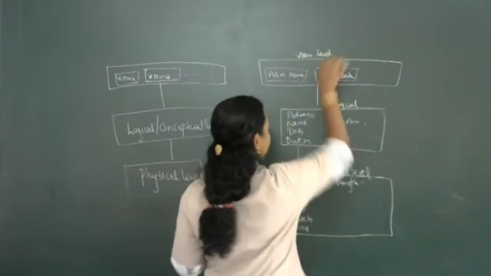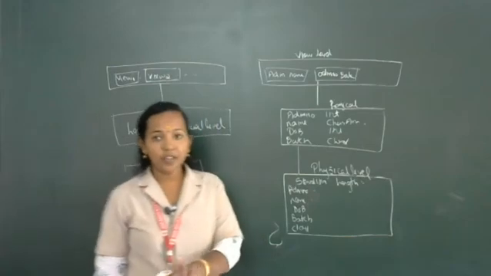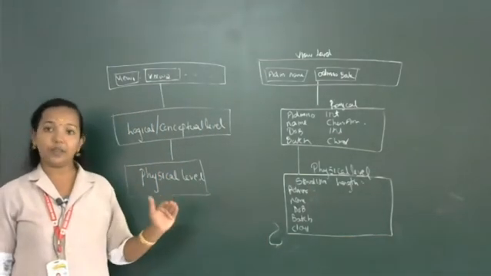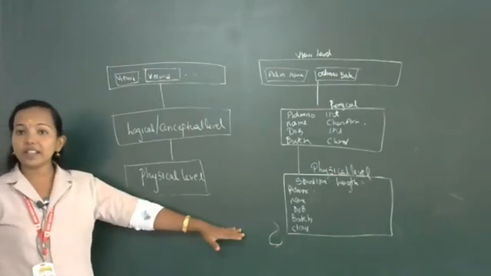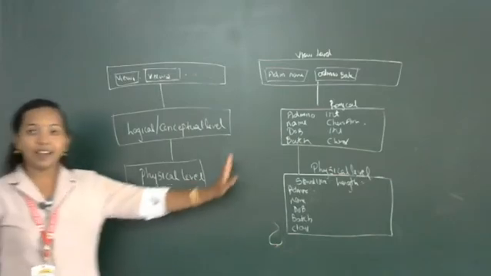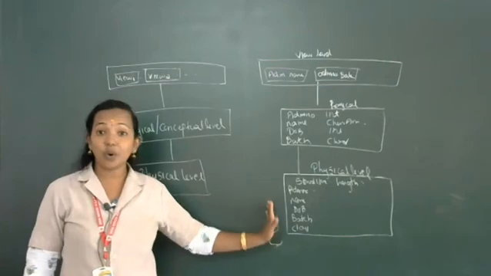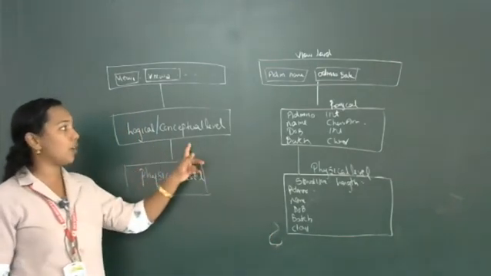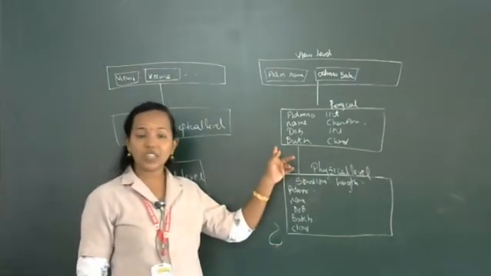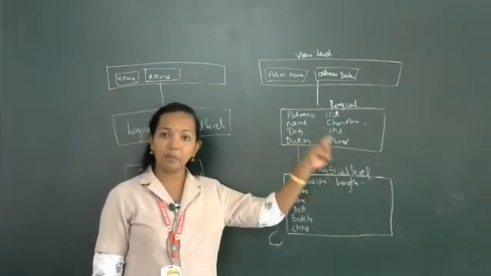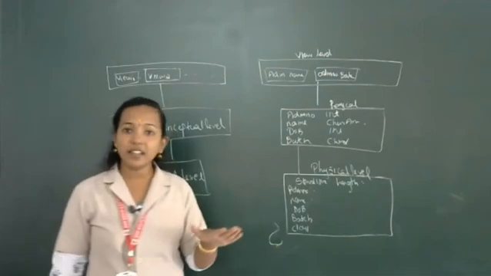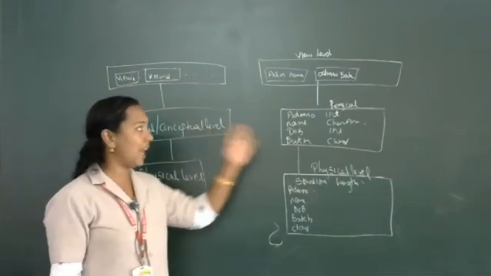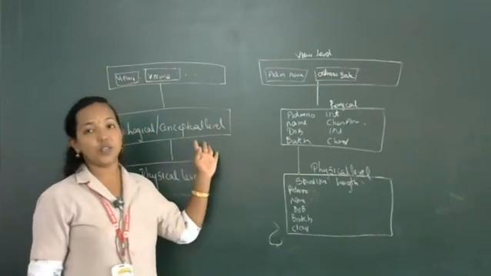The same picture is available in your textbook. This is just to give a brief idea about the different levels of data abstraction. What is the lowest level of data abstraction? Physical level: how data is stored in the DBMS. Then the logical or conceptual level: what data is stored, that means data type, number of bits. If we write integer, then automatically it will allocate 4 bytes, which you already know. For that allocation we use the logical level.